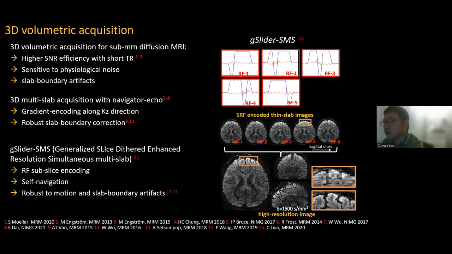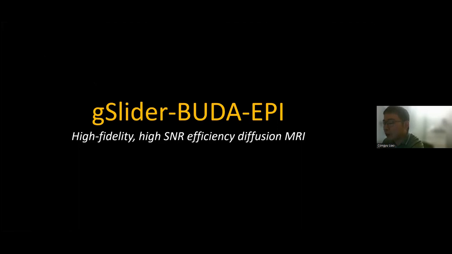After proposing this gSlider acquisition technique, we then combine the gSlider acquisition with our previously mentioned BUDA EPI technique for diffusion MRI, where five consecutive RF encoding pulses are used for a total of 10 EPI shots per slab across blip up and down shots. So let's look at some results.